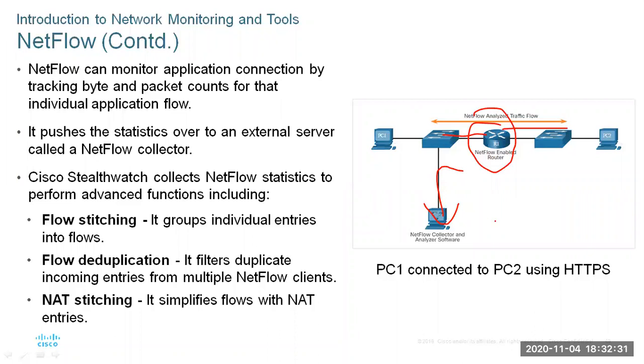It pushes the statistics over to the external server called the NetFlow collector. So Cisco Stealthwatch collects NetFlow statistics to perform advanced functions, to include flow stitching, flow deduplication, and NAT stitching.